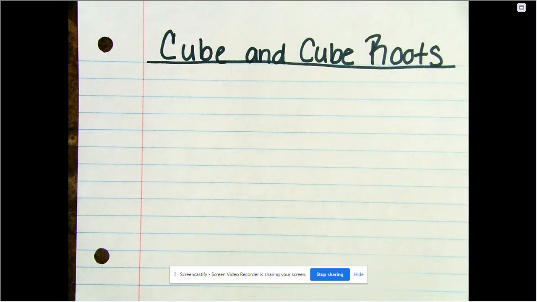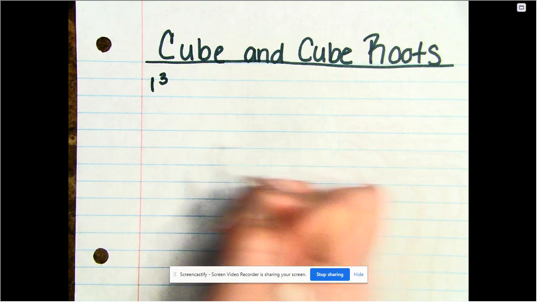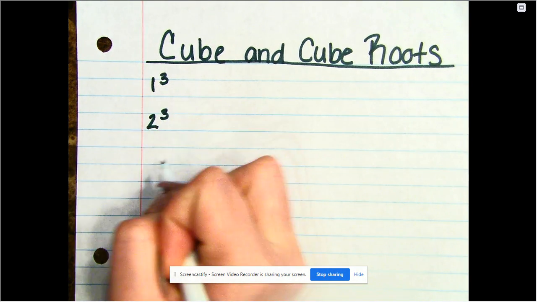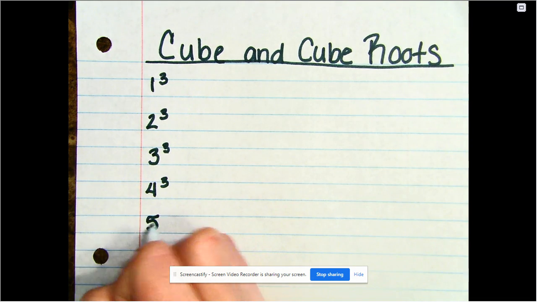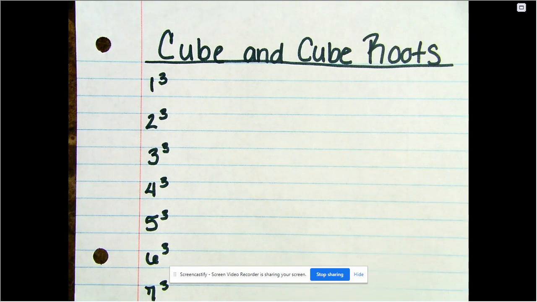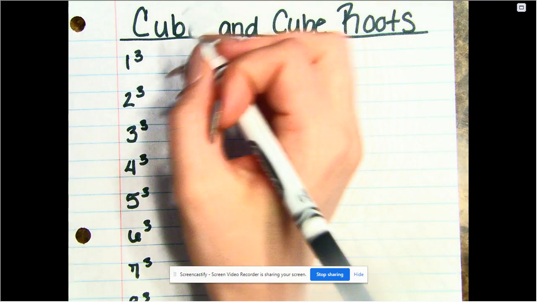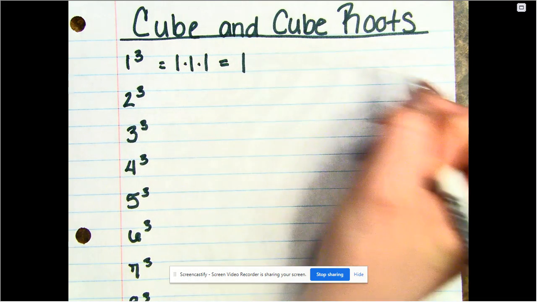Okay, the next one we're going to go is we're going to start listing our perfect cubes and our perfect cube roots. So if you have a pencil and paper, go ahead and take it out. The first one we're going to deal with is 1 to the third power, or 1 cubed, 2 cubed, 3 cubed, 4 cubed, 5, 6, 7, 8, 9. We'll go ahead and stop at 10. Okay, so 1 cubed we're going to expand first. It really means 1 times 1 times 1, which is 1.